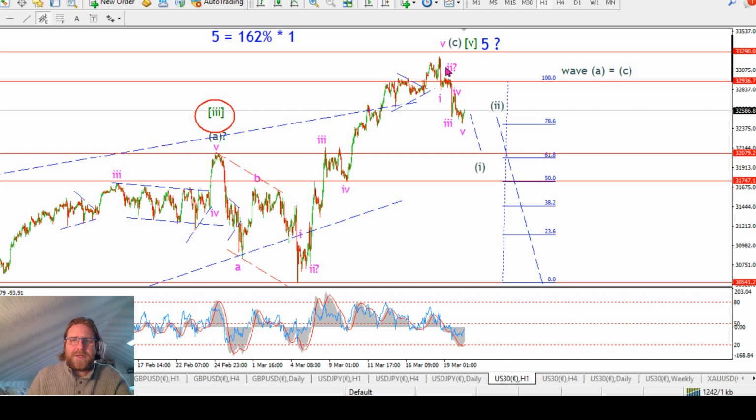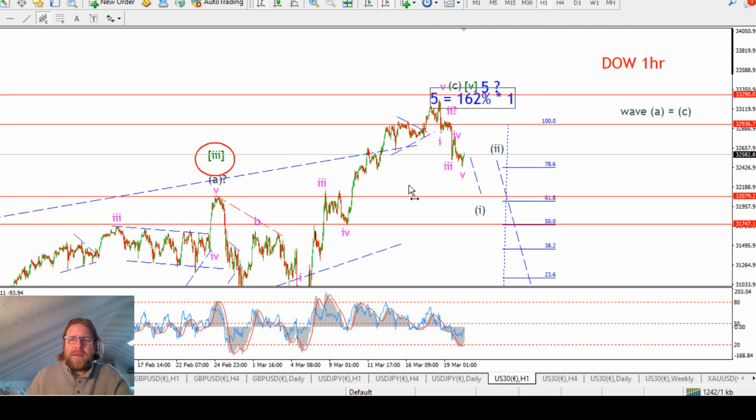It is interesting that we are declining after hitting, we just peaked above that wave A equals C pattern here, or sorry, high, that was at 32,900, so we broke above that 33 level, came down again. Early days, let's see how this works out.